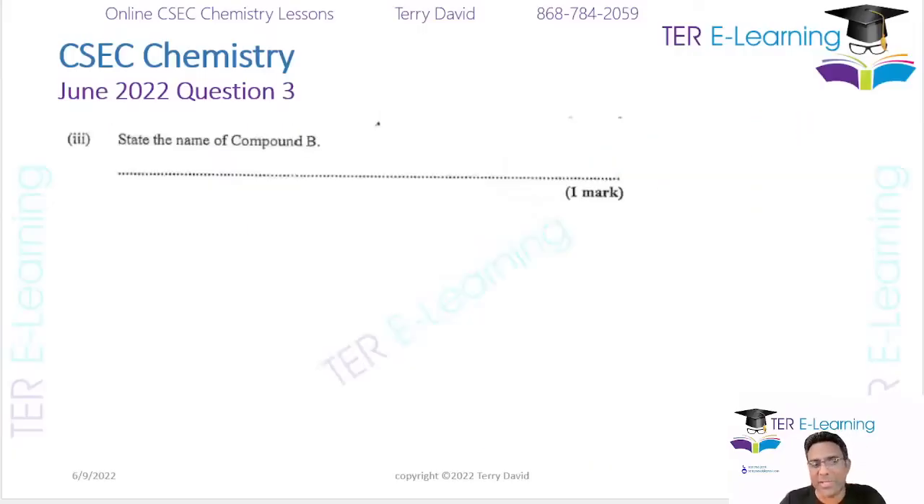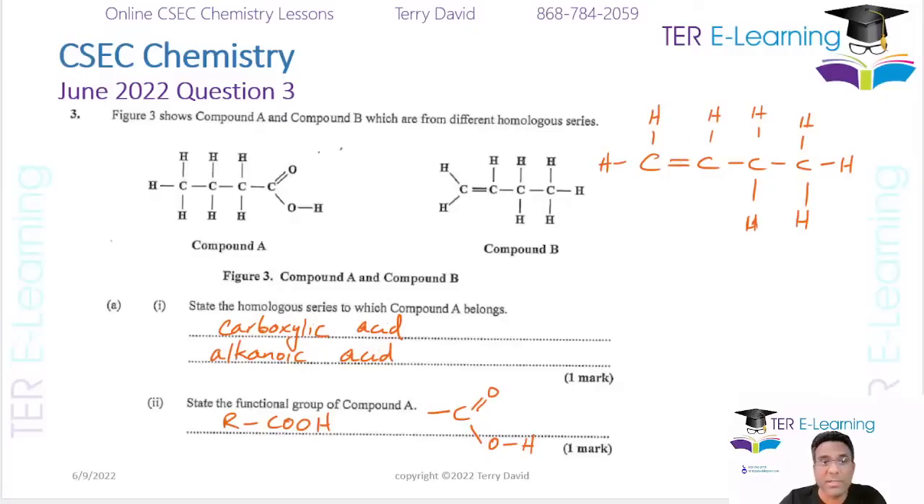Now, I'm going to tell you something, and some of you are going to be disappointed. Some of you would have just put butene as your answer. CXC is going to give you that wrong. What you need to do is state the position of the double bond. To do that, you have to number your carbon atoms. So let's start from one end. It doesn't matter which end you start from. 1, 2, 3, 4. So my double bond is actually bonded to my first carbon and second carbon.